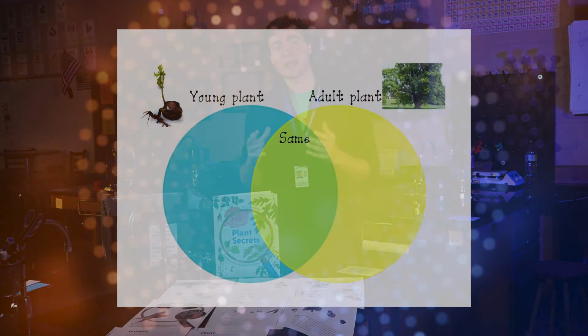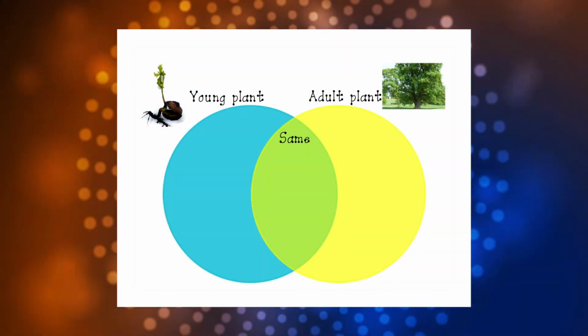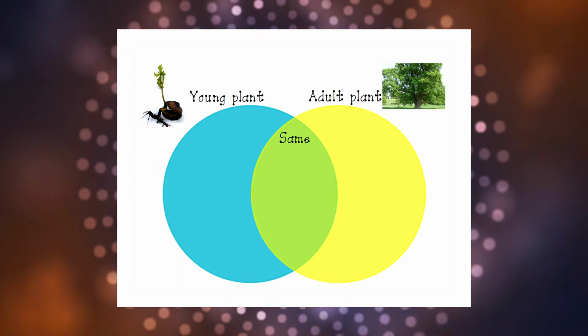There is also a plant Venn diagram, which is provided in the lesson plan so that students can use this when they're making those compare and contrasting observations between young plants and their adult plants.